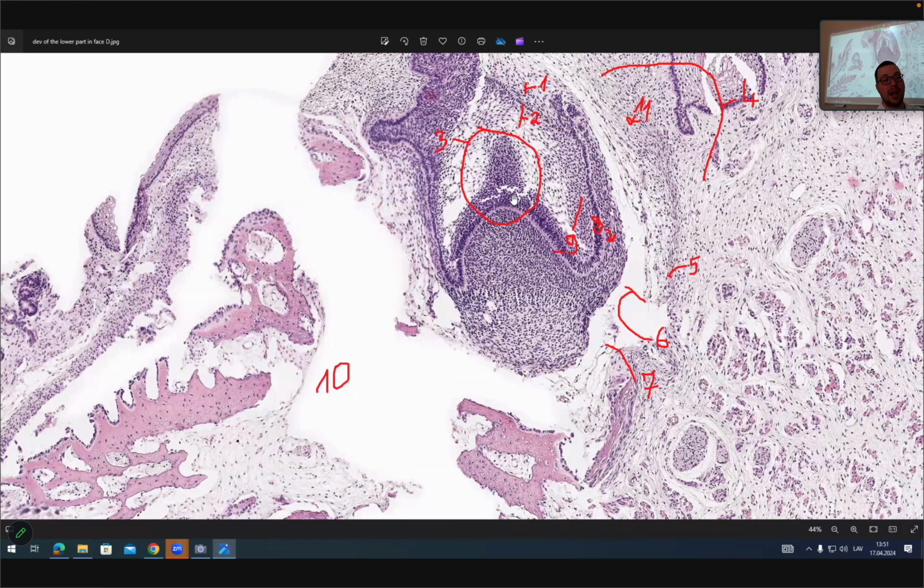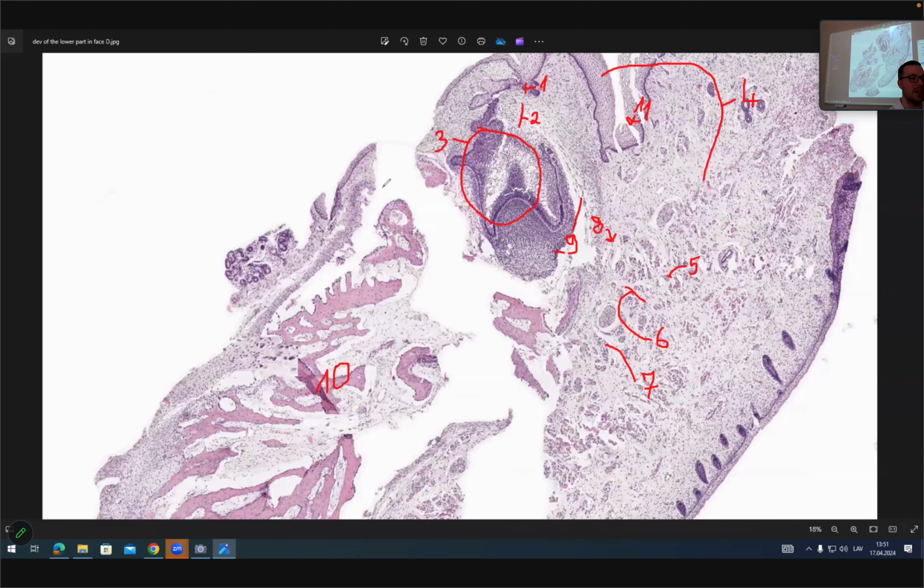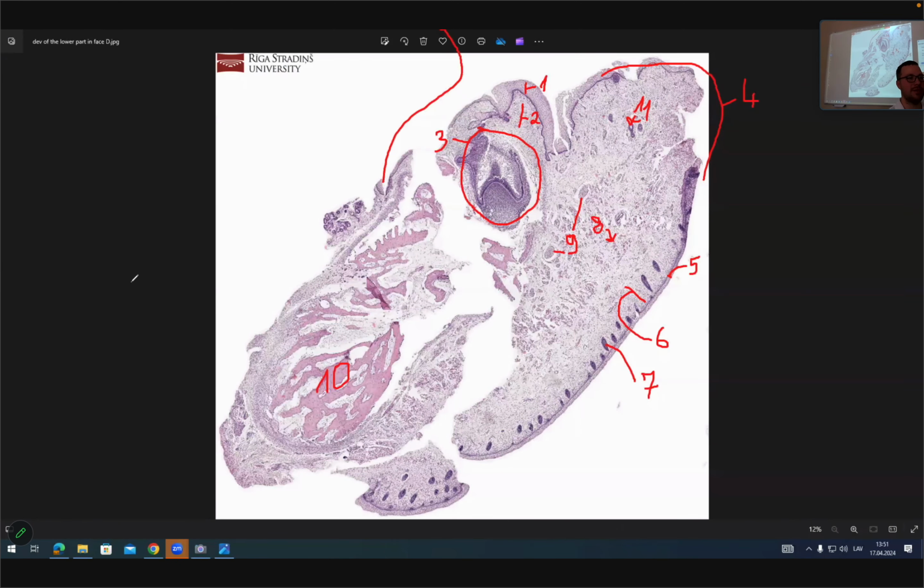In the tongue, you mean? Sorry, I misunderstood you. So we don't see the tongue. Tongue should be here. The tongue should be there. No, tongue is not here within the slide. It's just cut off from the surface. No tongue. That's it about this slide.